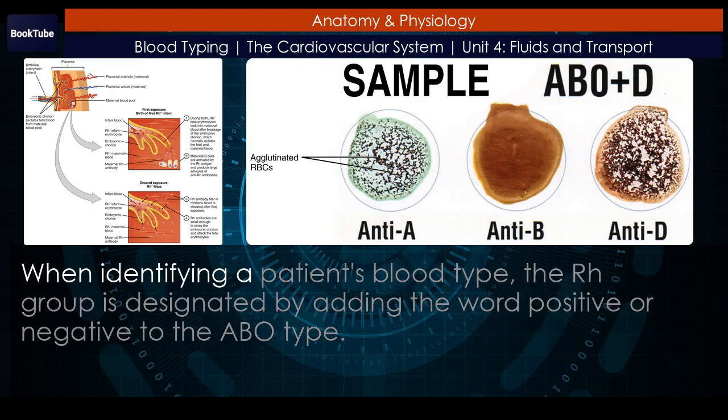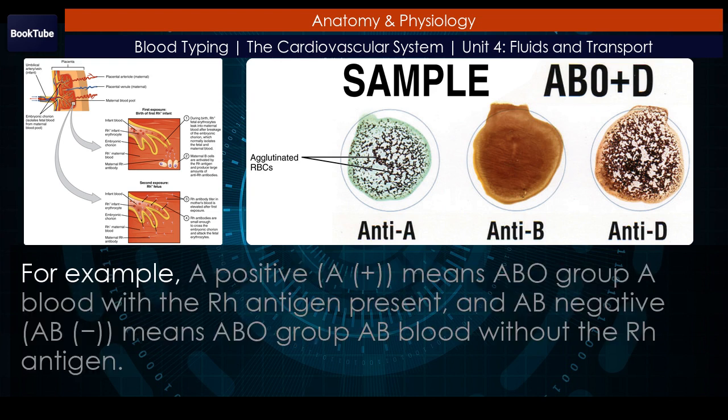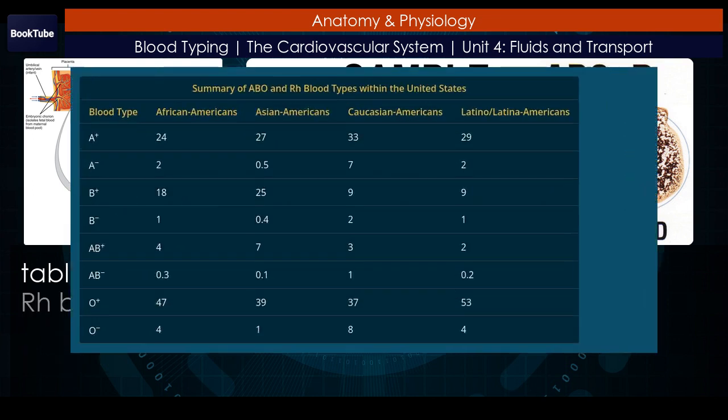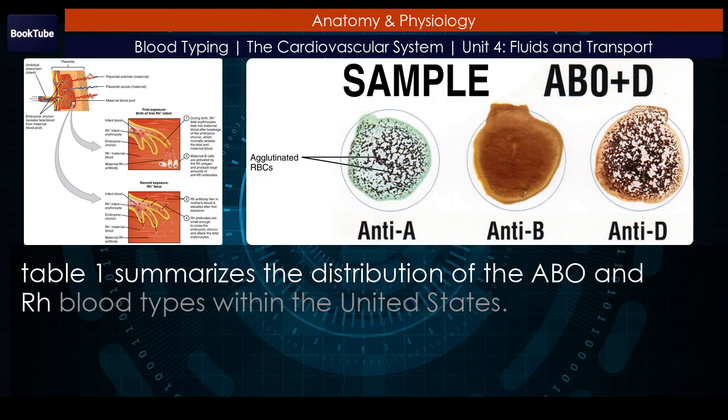When identifying a patient's blood type, the Rh group is designated by adding the word positive or negative to the ABO type. For example, A positive, A plus, means ABO group A blood with the Rh antigen present. And AB negative, AB minus, means ABO group AB blood without the Rh antigen. Table 1 summarizes the distribution of the ABO and Rh blood types within the United States.